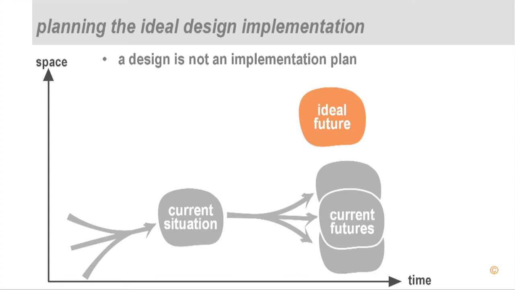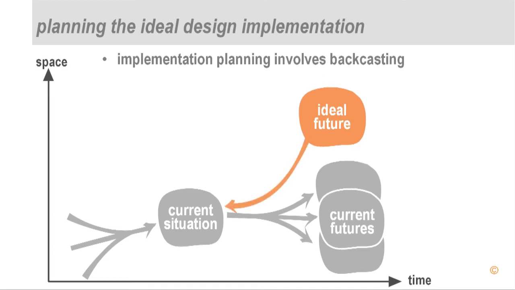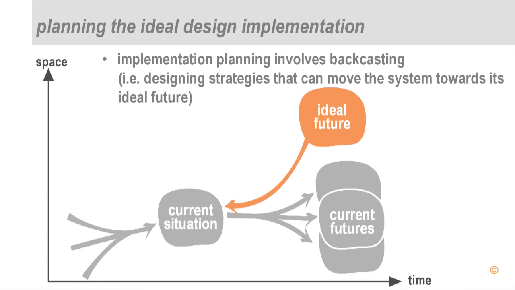Well, implementation planning involves backcasting. So we have our ideal design and we say, this is how the new design should look. What must we do to get there? And this involves determining the core strategies involved to get us there. How do we go about practically to do such an implementation plan?